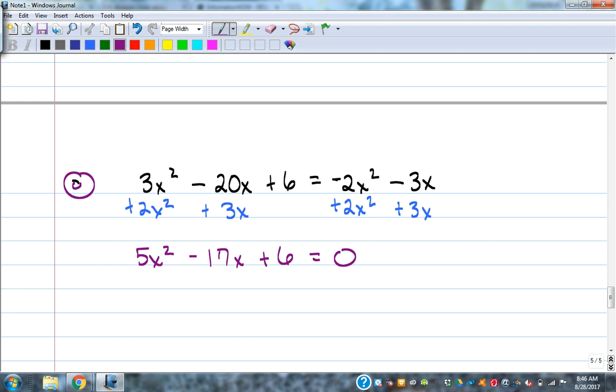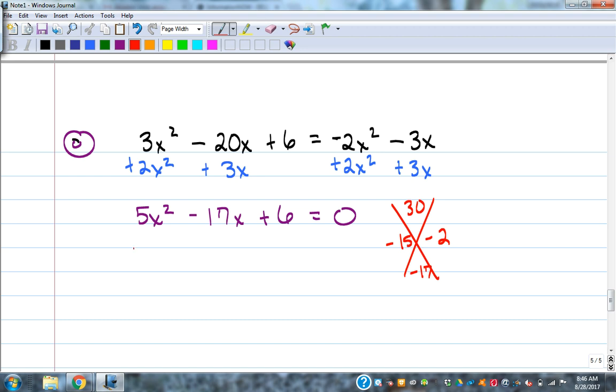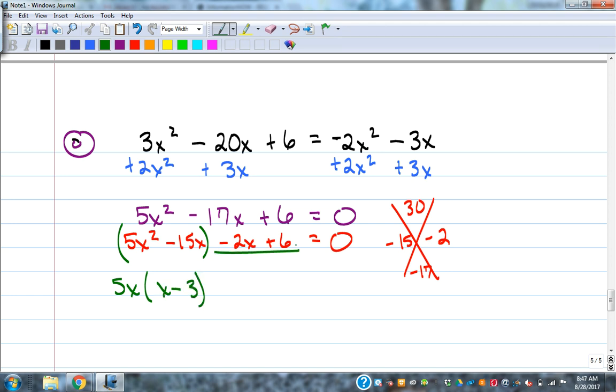Example D. From there, it's factoring. X method, 30 on top, negative 17 on the bottom. It's negative 15 and negative 2. We've already done this problem, so the factoring, just going through that. Group the first two together. 5x squared and negative 15x have 5x in common. That leaves x minus 3. 2x and 6 have 2 in common. Because that's a negative 2, I'm going to pull out a negative 2. And give me x minus 3 in parentheses.